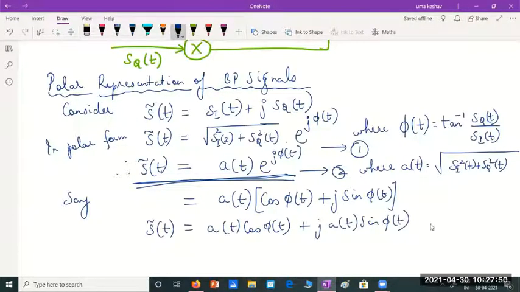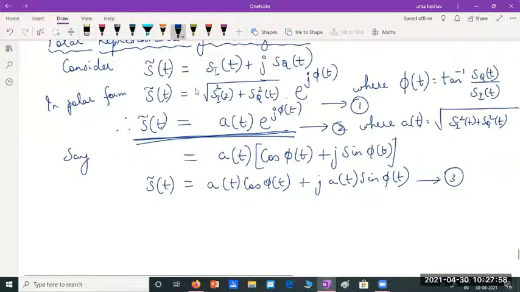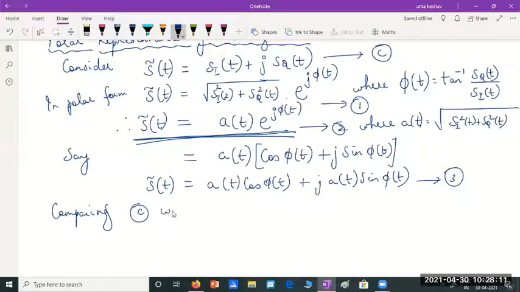All these things we are doing are simple mathematical manipulations. What can we do next? Compare the topmost equation. Comparing, I'll call this equation C. Comparing equation C with 3, can I write the expression for SI and SQ? What would be the expression?